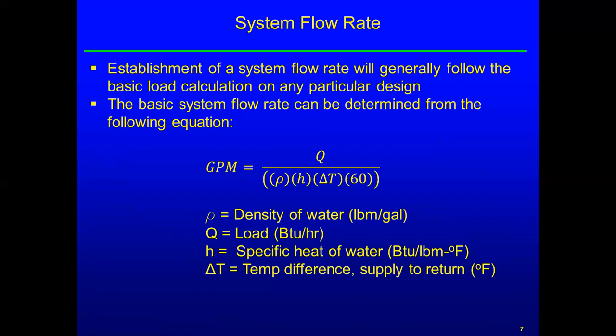H is specific heat, BTUs per pound mass per degree Fahrenheit, which in the US system is 1, unless the temperature goes up too high. Delta T is the temperature difference, supply to return, and 60 converts the minutes in GPM and the hours in BTUs per hour of the load. So the density, 8.34 times 60 is 500, and so this becomes Q is equal to 500 GPM delta T for standard water.